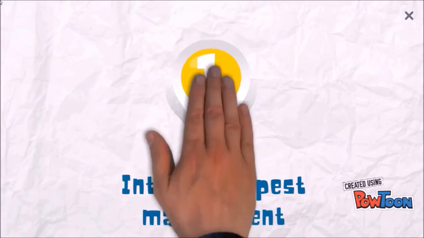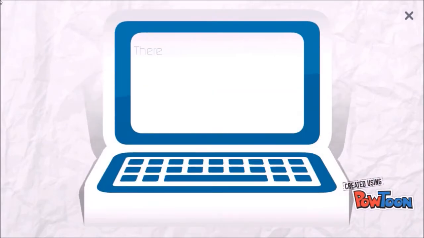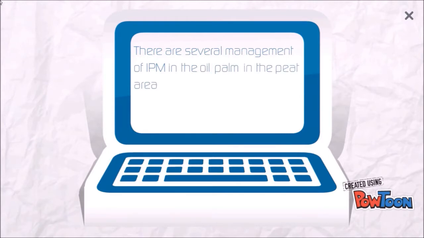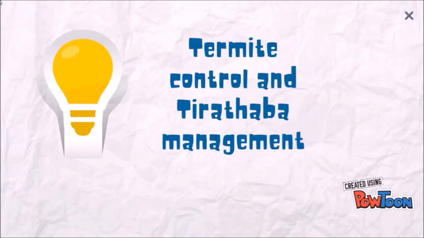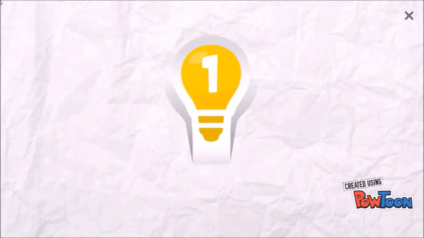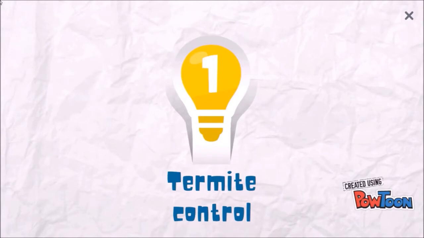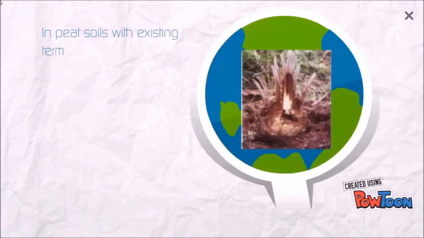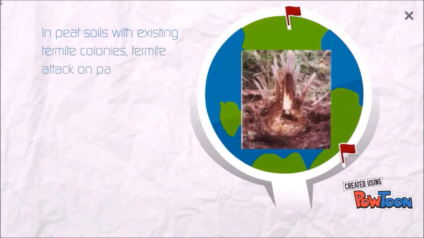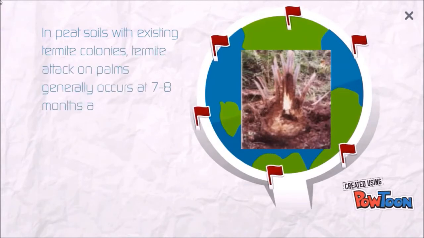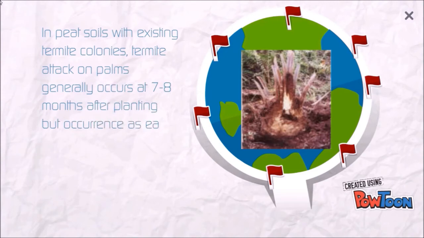Integrated pest management. There are several IPM practices in oil palm in the peat area: termite control and tirathaba management. Termite control. In peat soils with existing termite colonies, termite attack on palms generally occurs 7 to 8 months after planting, but occurrence as early as 3 months has been reported.